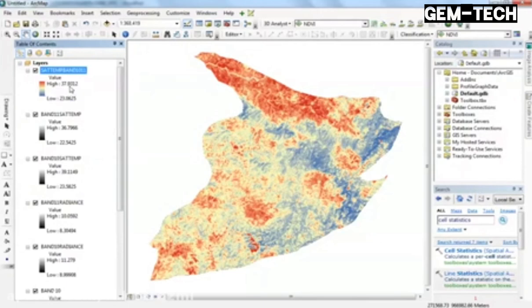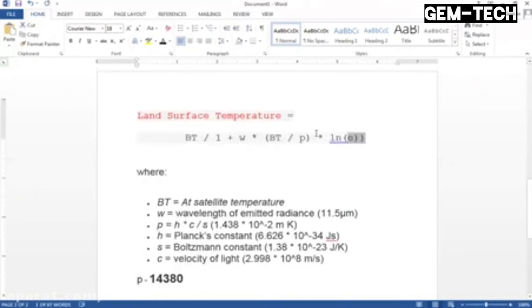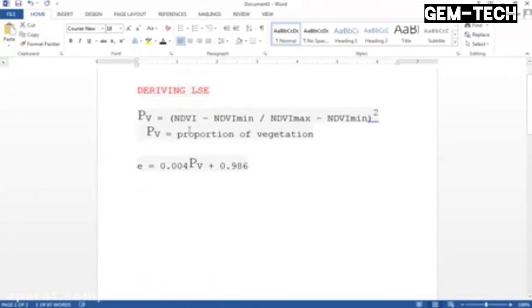What we're going to do now is go a bit further to calculate the land surface emissivity, and finally calculate the actual ground surface temperature for this image at the time that the satellite took this image. So back to my formula again. What we now don't have in this formula is the E, which is the land surface emissivity, and this is the formula for it, so we're going to be needing the NDVI to do this.